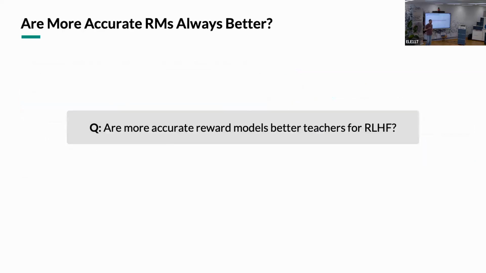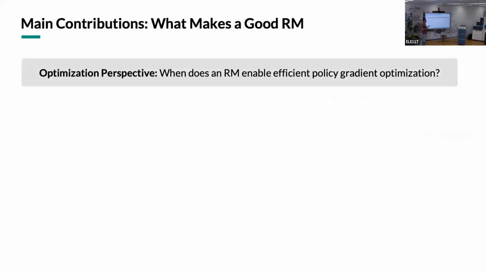But is it true that more accurate reward models are necessarily better teachers for RLHF? And we're going to see that no, this is not the case actually. To show that, we're going to take an optimization perspective on the problem, which means we're going to consider when the reward model allows for efficient optimization using these policy gradient methods. Okay, when we run policy gradient, will the reward increase at a satisfactory rate? And we'll look both at the reward that we train on, the proxy reward, but also the ground truth reward that we really care about.